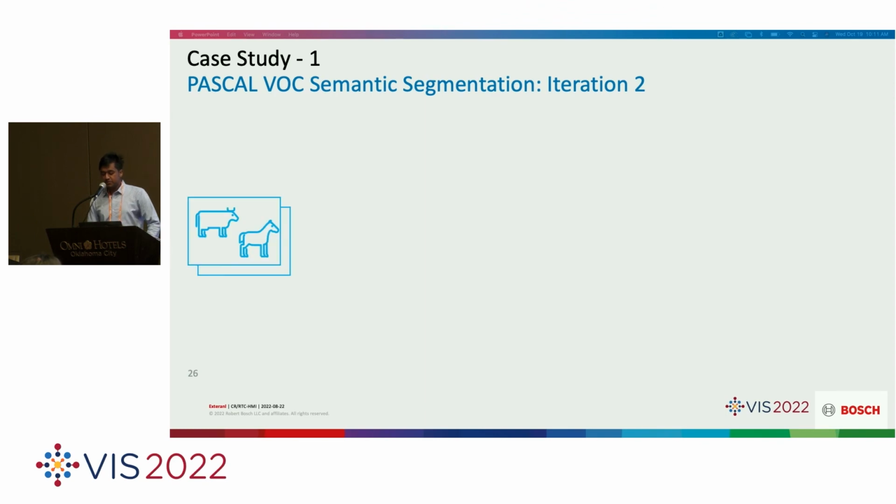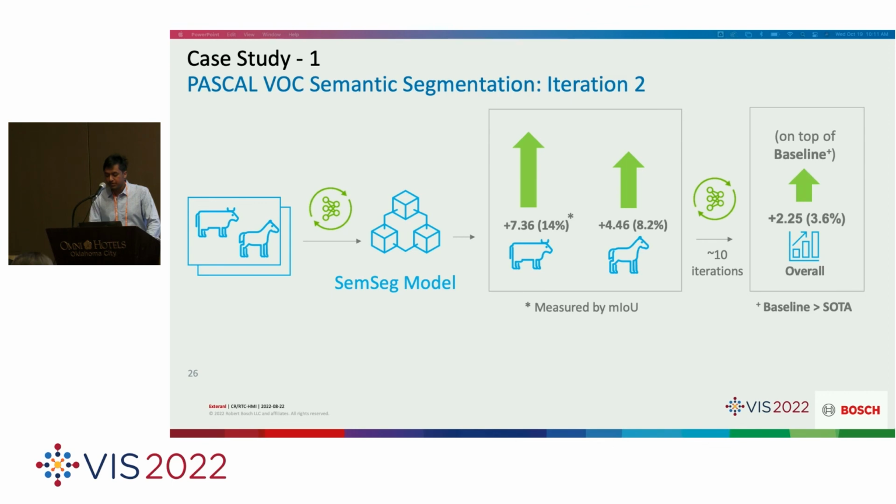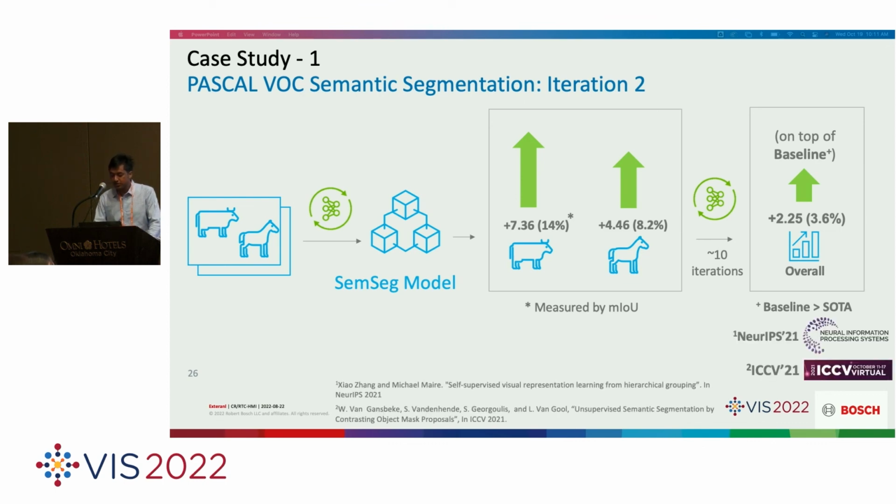With a similar process, the performance over cow and horse is improved by a large margin, and the overall performance has also improved. With such iterations, the developer can easily compose labeling functions and achieve a desirable final performance. In this case, the final performance is much better than the baseline presented in NeurIPS and ICCV 2021.